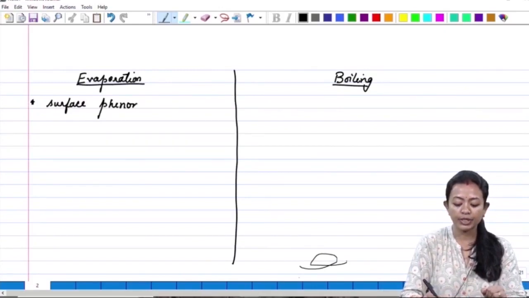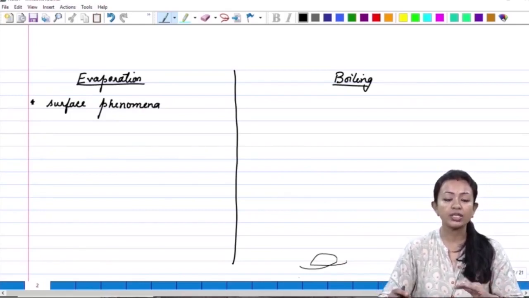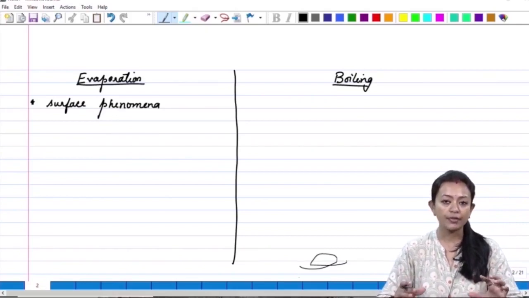Okay, evaporation is a surface phenomenon. Surface phenomenon means that it happens only on the topmost layer of the particles. For instance, if we have a beaker that is half filled with water, then it is only the surface particles which are subjected to the change of state of matter.